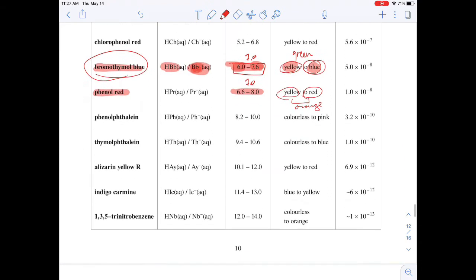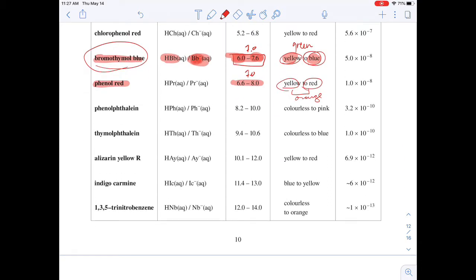If I had, say, a titration that had an equivalence point at 9.0, phenolphthalein would be an appropriate indicator for that, because it fits in between them, right? In between 8.2 and 10.0, and I would expect that it's a blend of pink and colorless, so it'd be very faint pink.